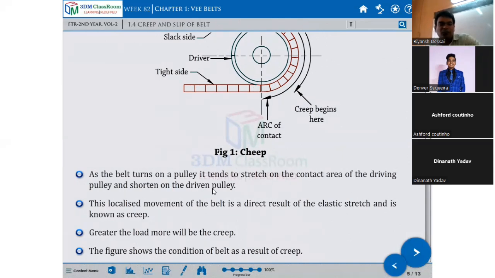Shorten on the driven pulley. So this localized movement of the belt is the direct result of the elastic stretch and is known as creep.